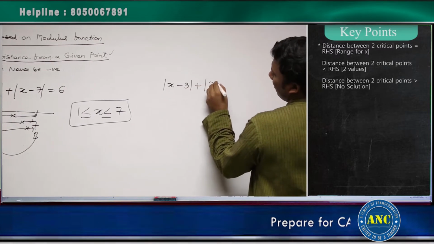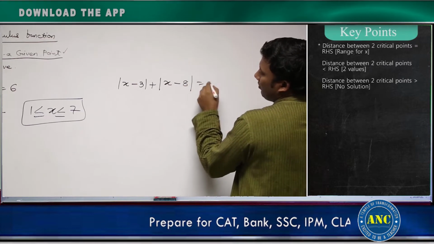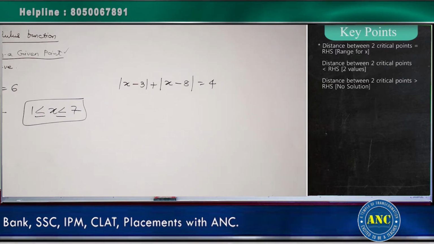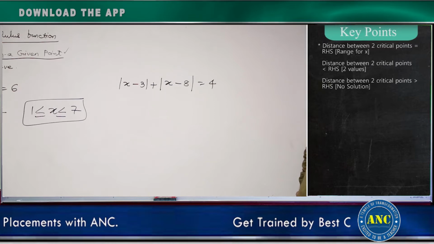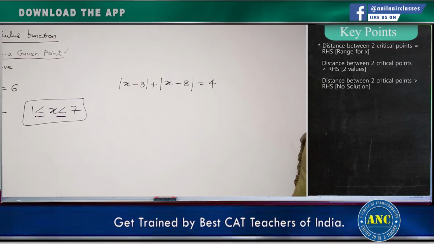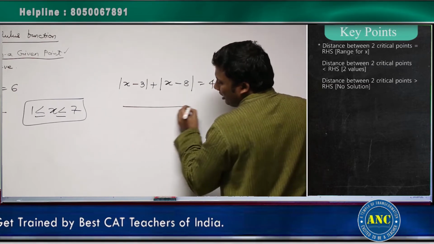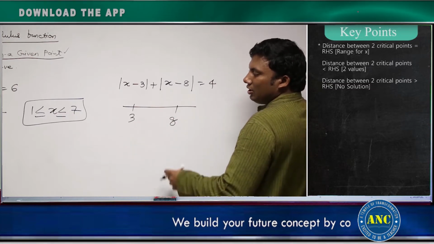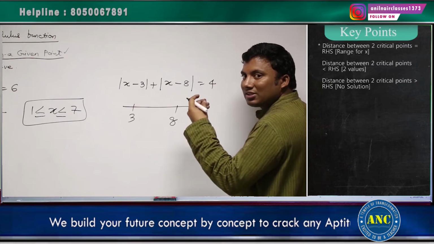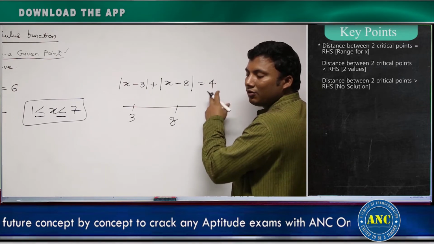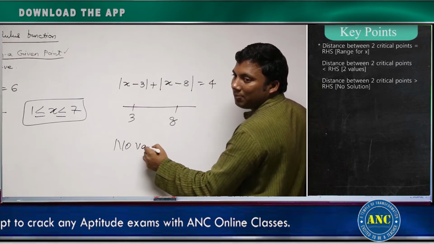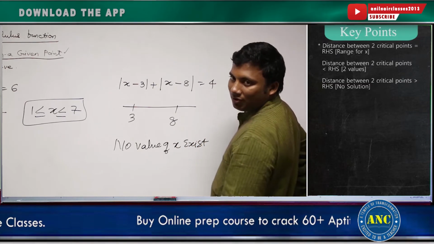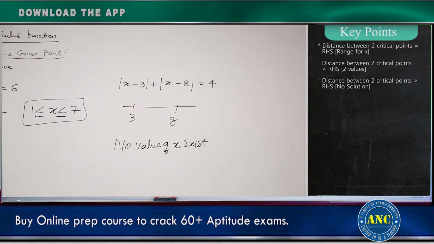Mod x minus 3 plus mod x minus 8 equivalent to 4. Now, if you see here, what is this question? The distance between 2 critical points is greater than the right hand side. Now, if it is 3 and if it is 8, what is the gap right now? 5. That means any point they meet, what will be the minimum distance they will travel? 5. But what is the right hand side? 4. No value of x will satisfy.